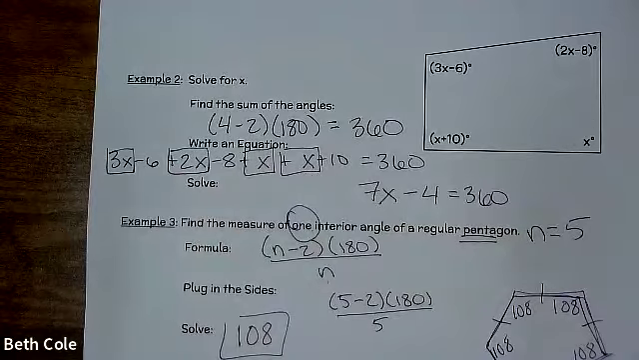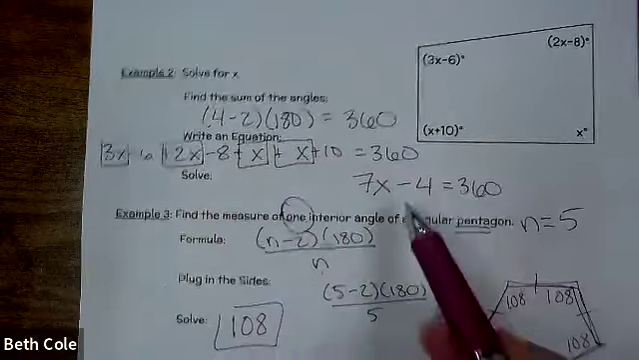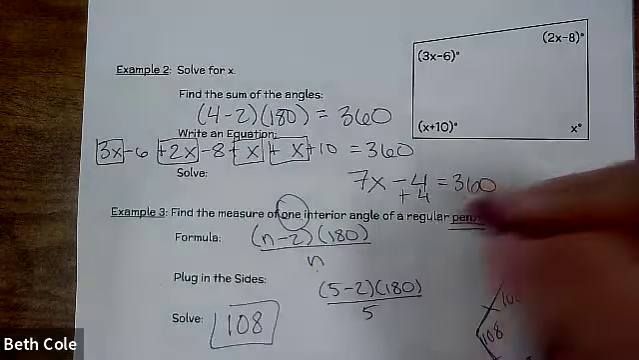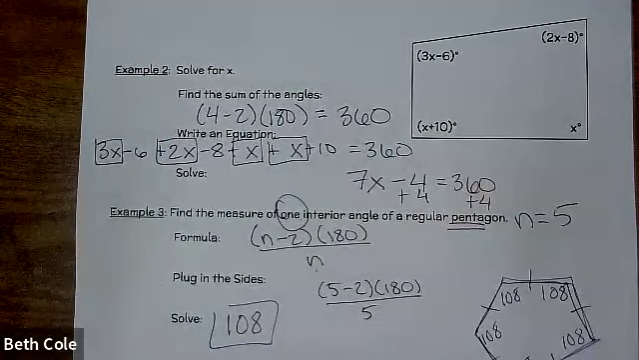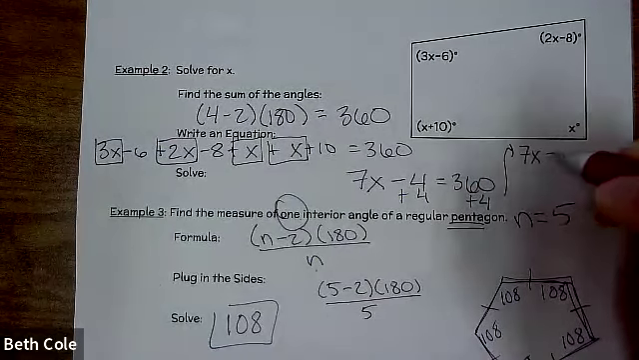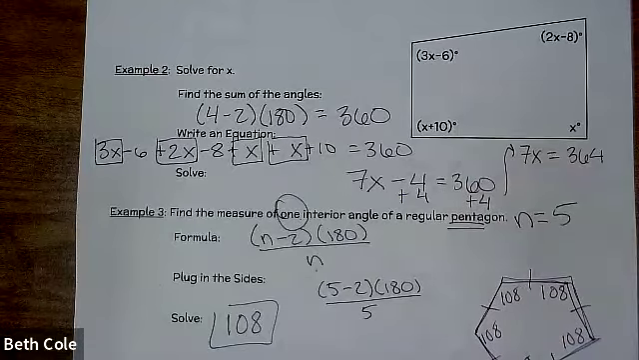And then what would you do to keep solving it? You all passed Algebra 1, so I know you can do it. How do you get rid of a -4? Yeah. +4. Yeah, you know how to solve an equation. So we're going to get 7x equals 364.